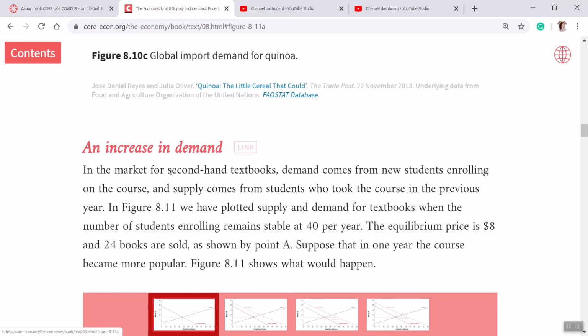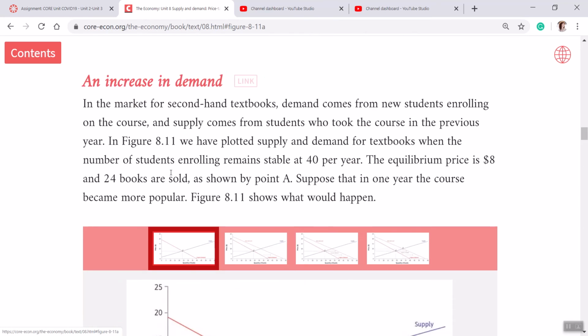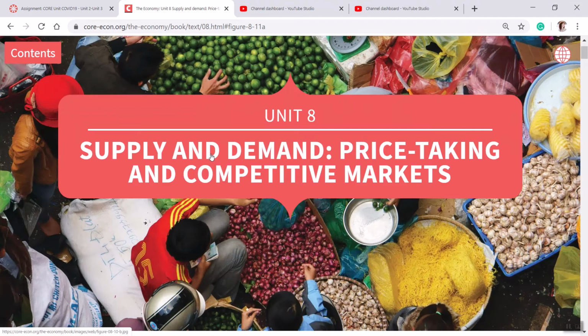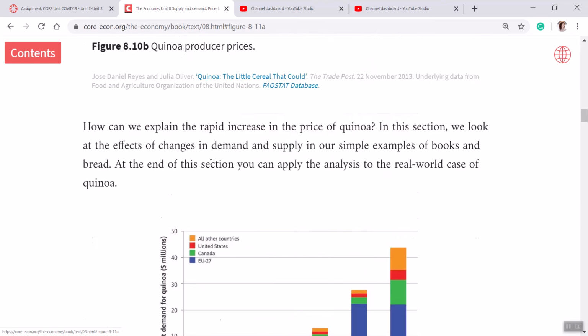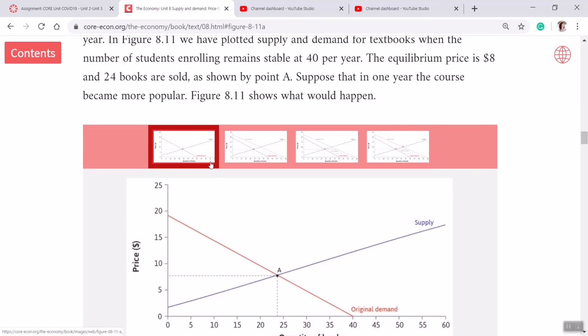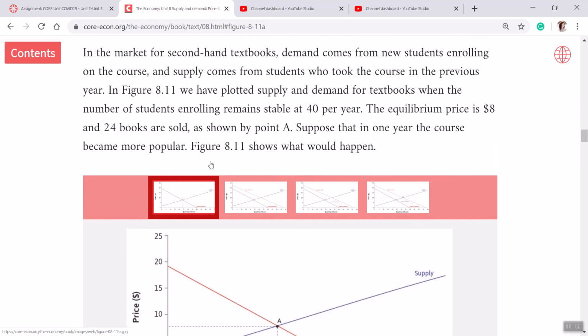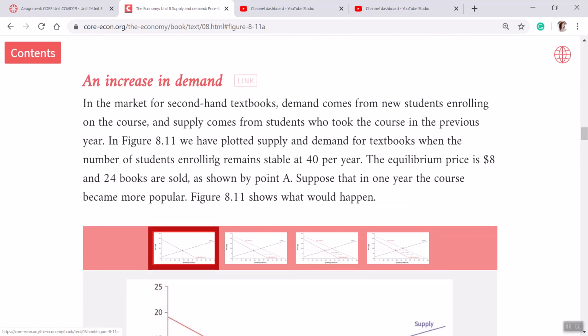We're going to go to our textbook, and we're looking at an increase in demand, right? We just did the introduction. This is our changes in supply and demand. So we looked at the quinoa story, and now we're going to look at some modeling. So here we have books, right? We're working on used books for college students.